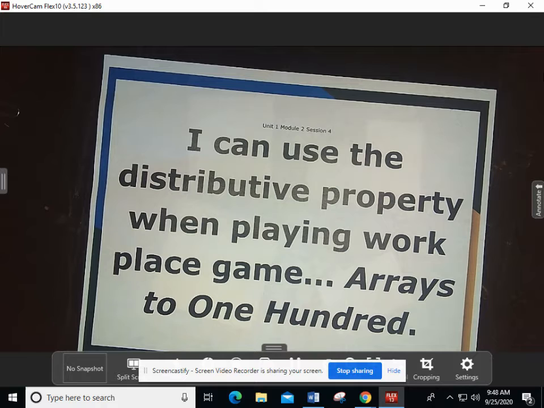I can use the distributive property when playing the workplace game called Arrays to 100. So it sounds kind of scary and complicated, doesn't it? But it really isn't. So here we go.